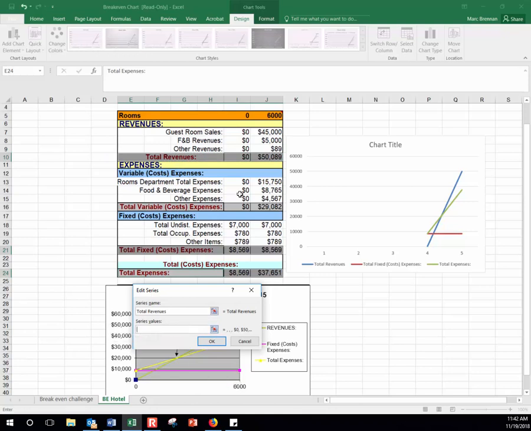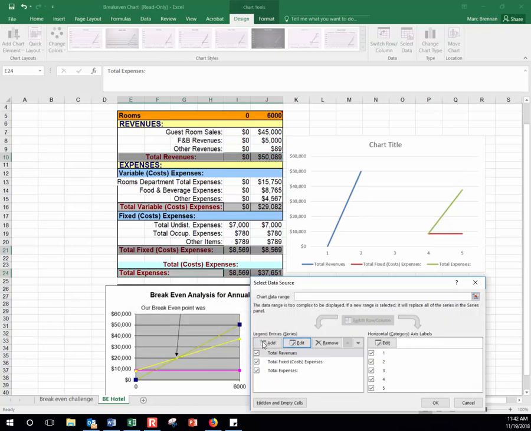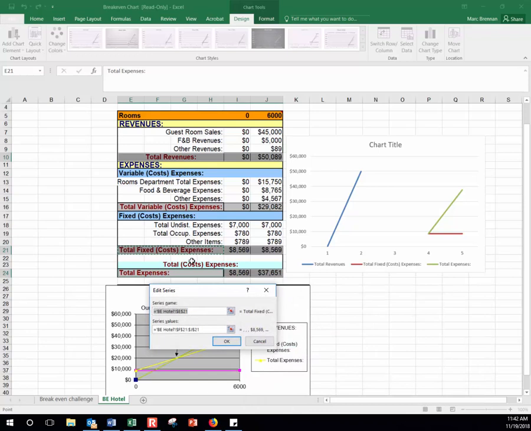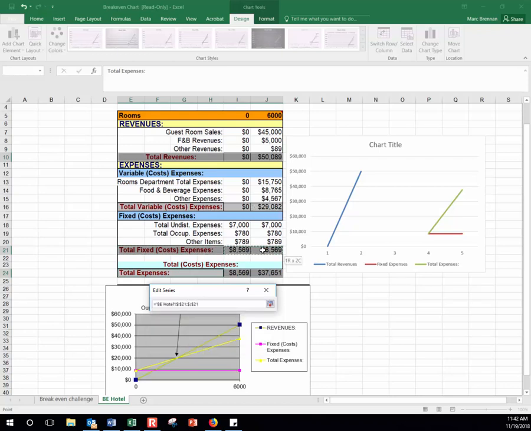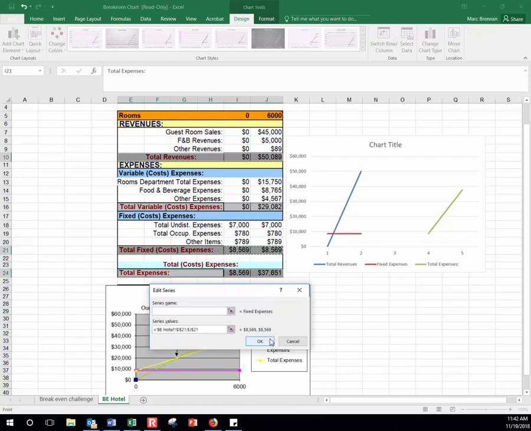So we're going to delete that, and we're only going to highlight the scenario at 0, click and drag, and the scenario at 6,000, and press OK. Okay. And then we'll click on fixed expenses, click edit. Series name, we're just going to call it fixed expenses. Okay. And then our value for our series, we're going to delete it, and we're only going to highlight the numbers, which should create a straight line, right?